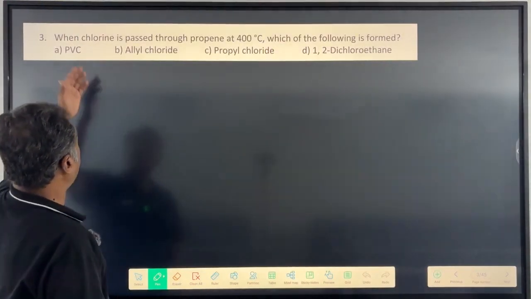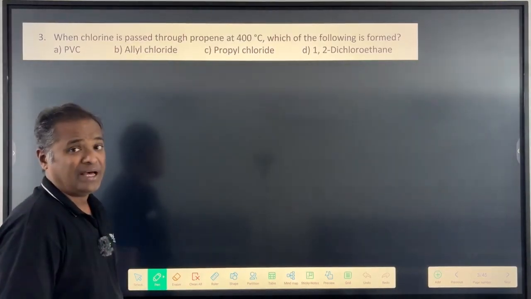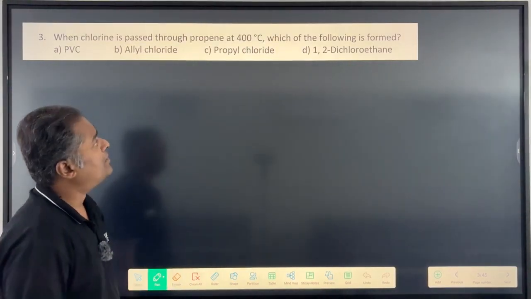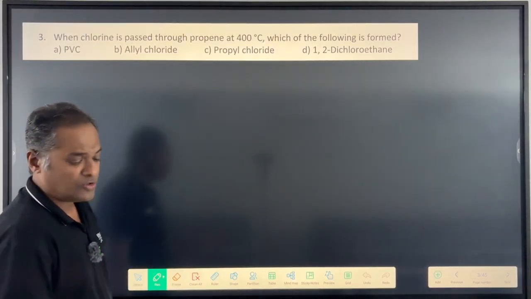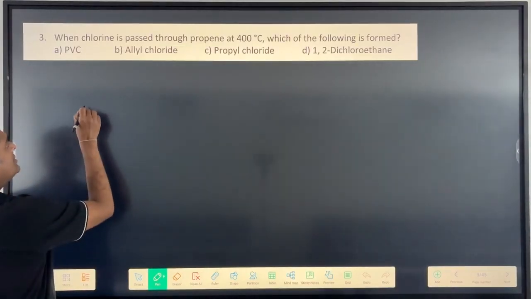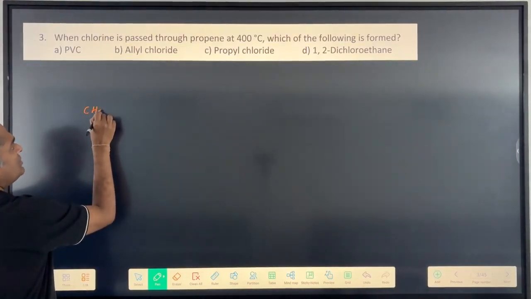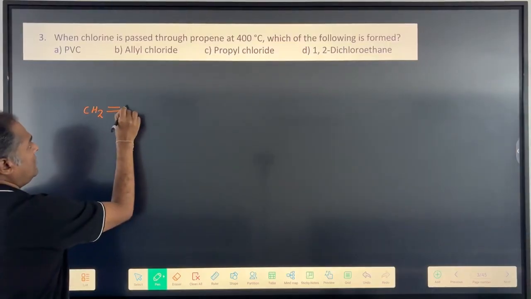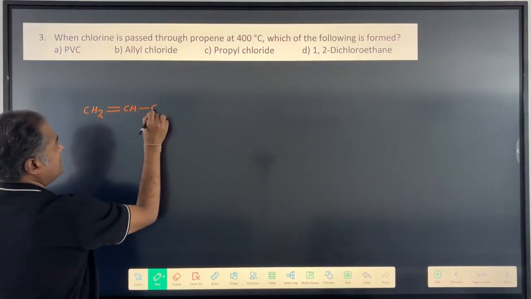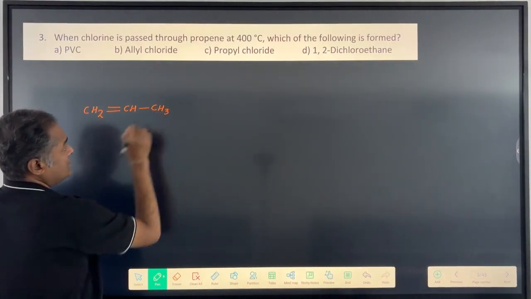Now here, child, they have given: when chlorine is passed through propene at 400 degrees centigrade, which of the following is formed? Now, child, this is one of the very common reactions. Let's take propene. How do you write propene, child? It's CH2 double bond CH and CH3, correct?